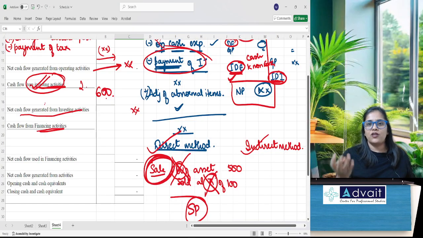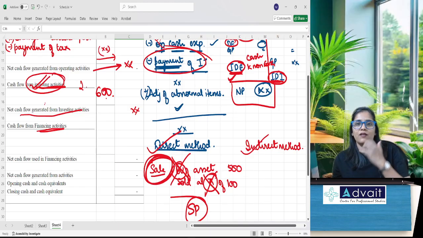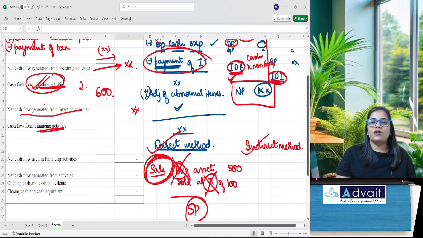Whether you are issuing debenture, redeeming debenture, issuing preference share, redeeming preference share, taking loan, repaying loan, issuing equity share, buying back the equity share, or paying interest or dividend to any of them. Anything related to these four items will always come here.